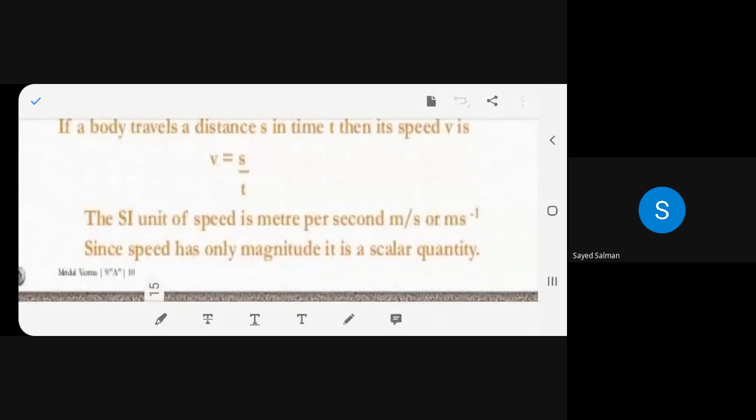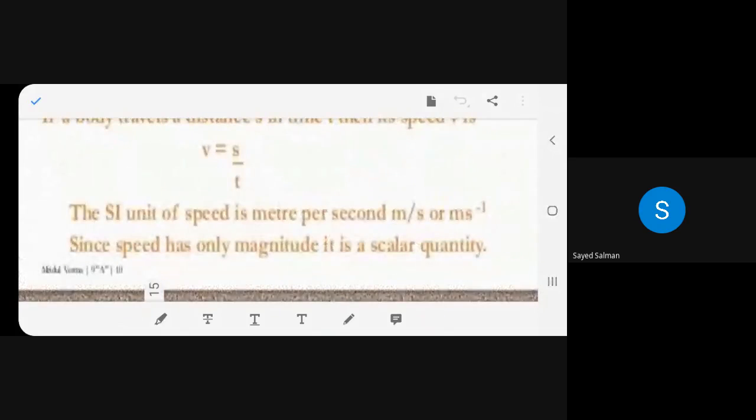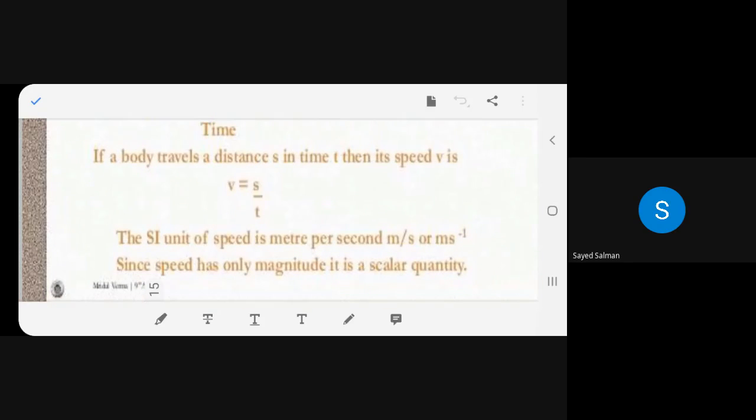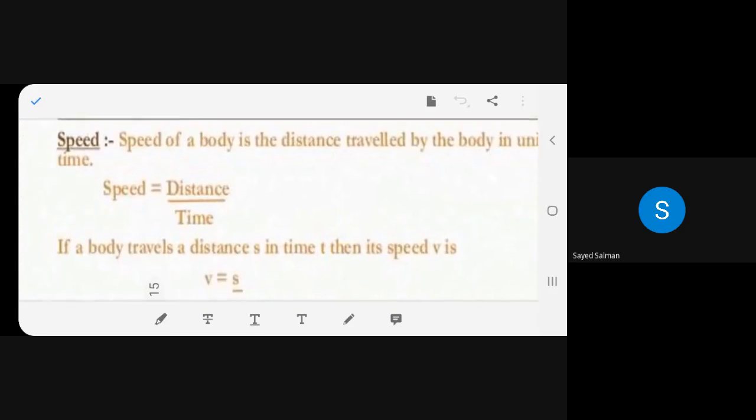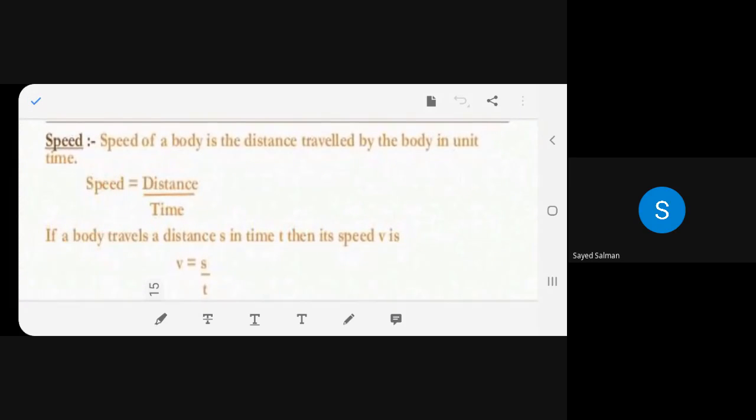Since speed has only magnitude, it is a scalar quantity. So speed has got only a number. The direction is not important, so it is a scalar quantity. So this is how you have to remember all these aspects of motion. We are through distance, then we did displacement, and just now we finished speed.